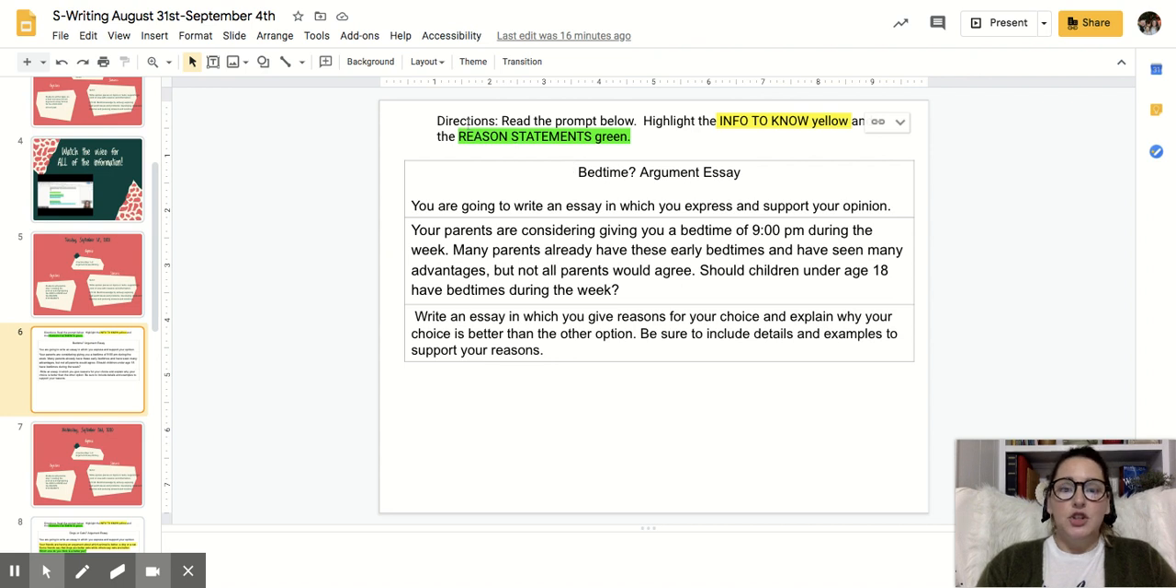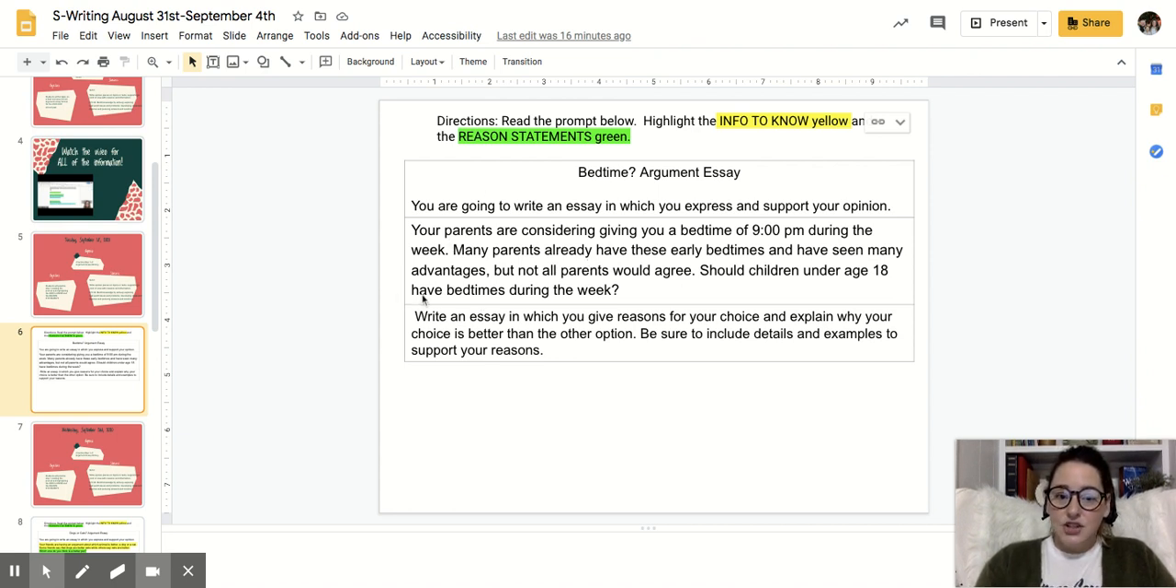All right. Your directions say to read the prompt below, highlight the info to know yellow, and the reason statements green. Let me break it down for you. First sentence, you are going to write an essay in which you express or support your opinion. It's almost always going to sound exactly like that, and that might even be the exact wording that it has. You don't ever touch the first sentence of the prompt at all, okay? It's just telling you what to expect as you read.